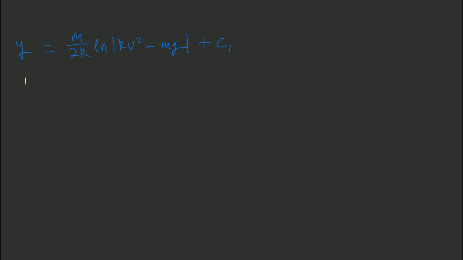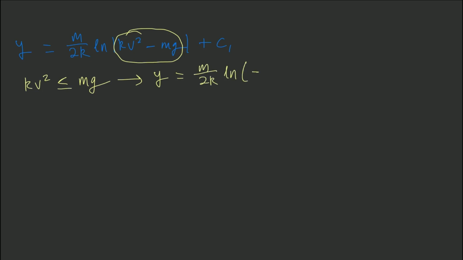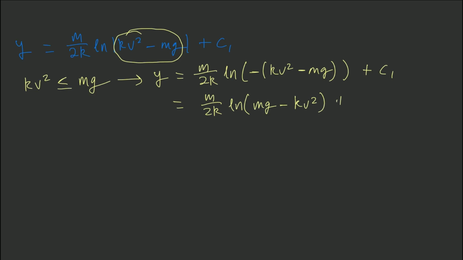So what does that mean mathematically? It means that kv squared should always be less than or equal to mg. This quantity should always be negative or 0. So the absolute value is always acting on a negative or 0. So we can say the absolute value of kv squared minus mg, where we know kv squared minus mg is always negative, y equals m over 2k, natural log of negative kv squared minus mg, which is just m over 2k, natural log of mg minus kv squared plus c1.